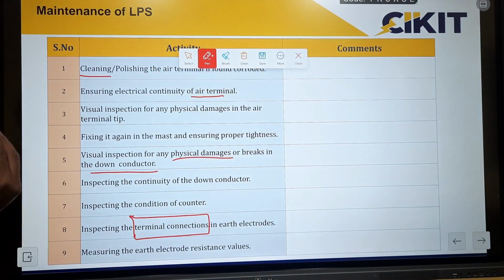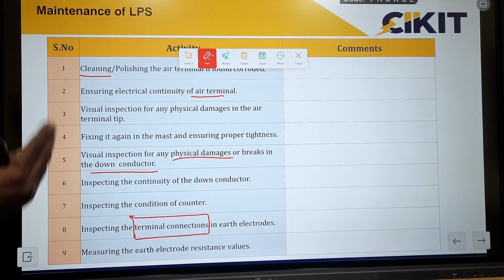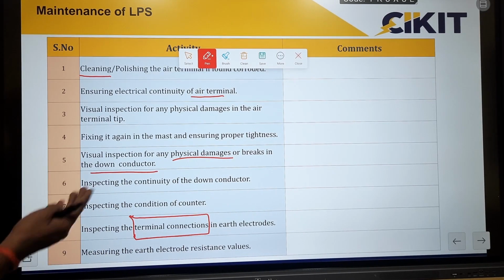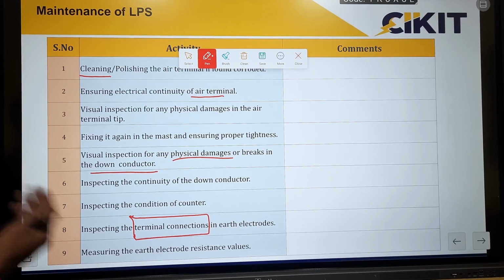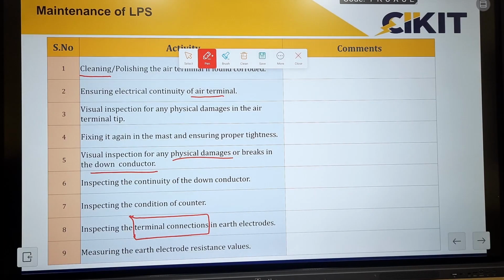So it is always recommended to go for SS bolts and nuts, because if there occurs any loose connection in this down conductor element, it will be very difficult to do the reworks and all. So it is always recommended to use SS bolts and nuts in these outdoor applications.